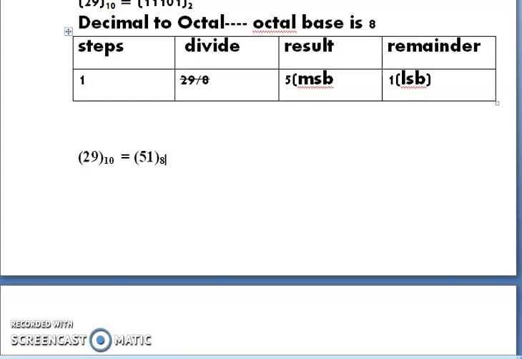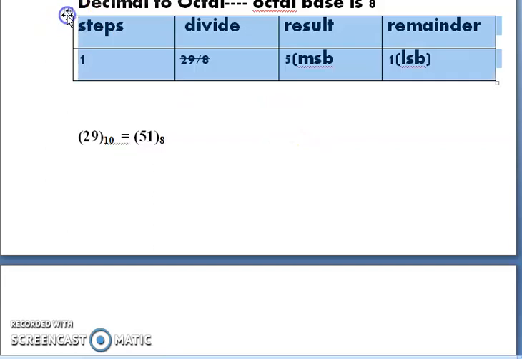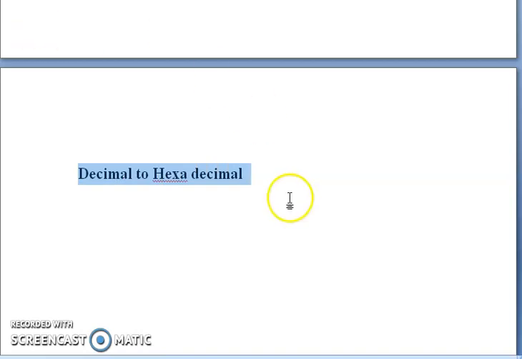And similarly we can convert decimal to hexadecimal. Hexadecimal means the base value is 16. So the next one is decimal to hexadecimal conversion. How to convert decimal to hexadecimal? The hexadecimal base value is 16, so you divide that number by 16.